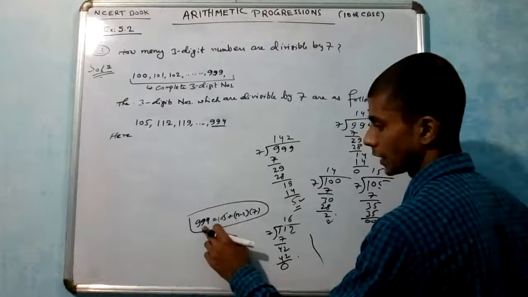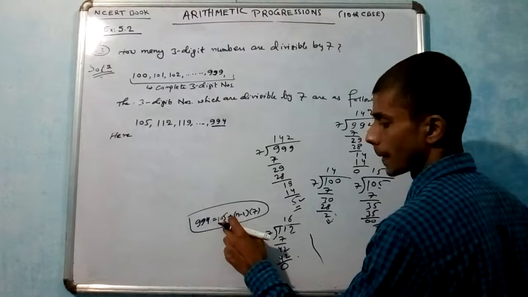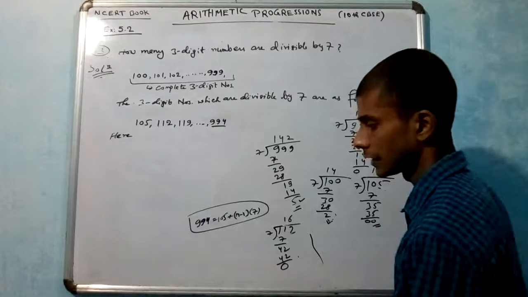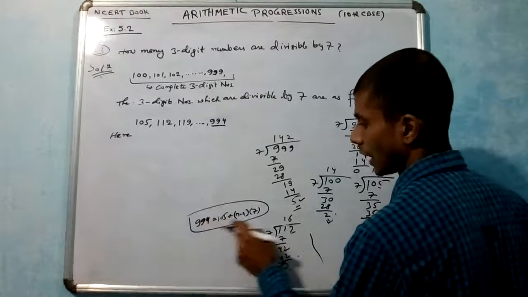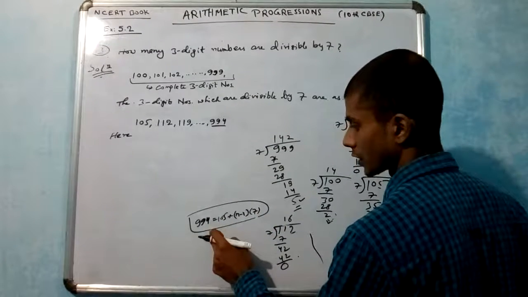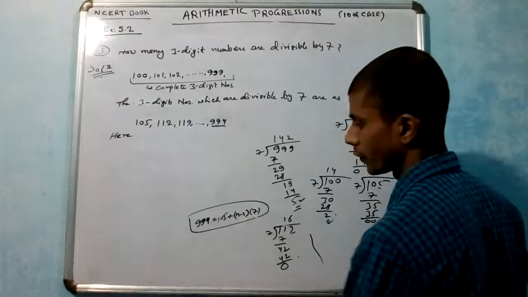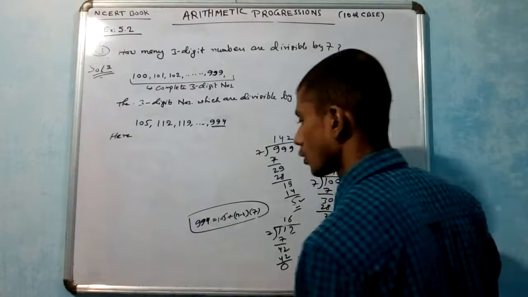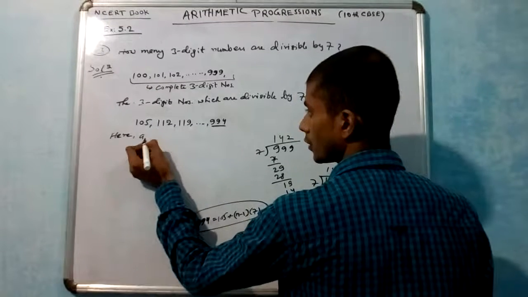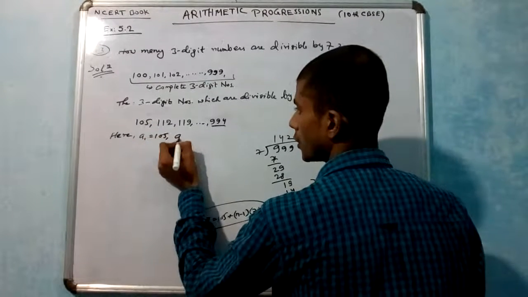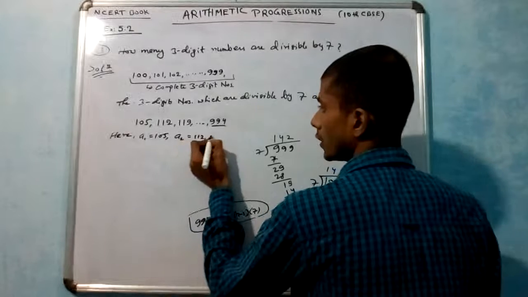How to solve this? 994 minus 105 first, no? Subtraction, and then divide by 7 after subtraction, and then add 1, we will get n. Okay, so you got this? You got this? So here what we will do, here a1 is equal to 105, a2 112, a3 119.